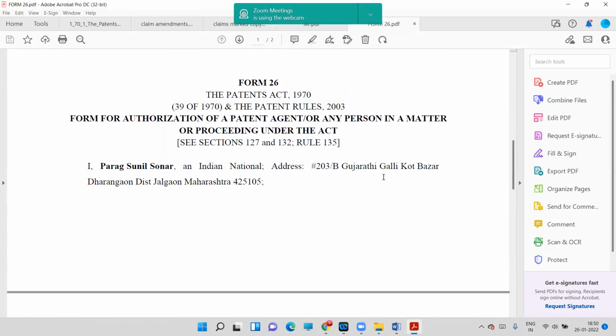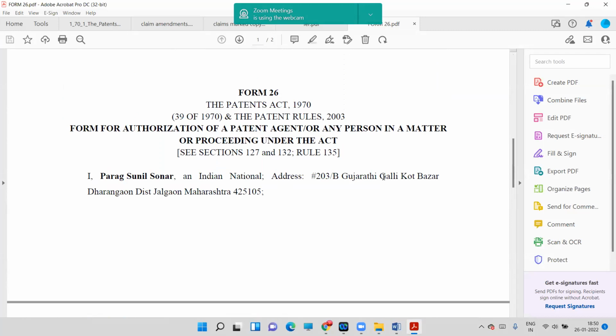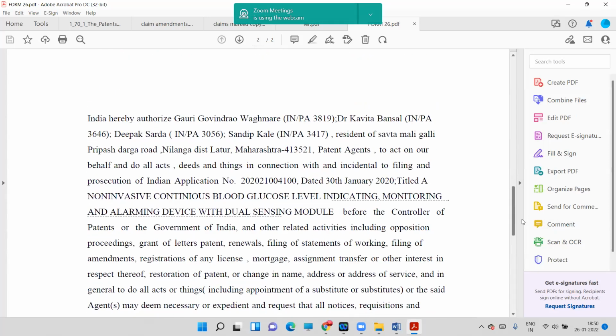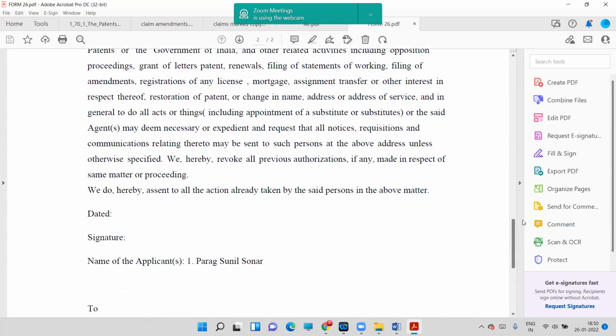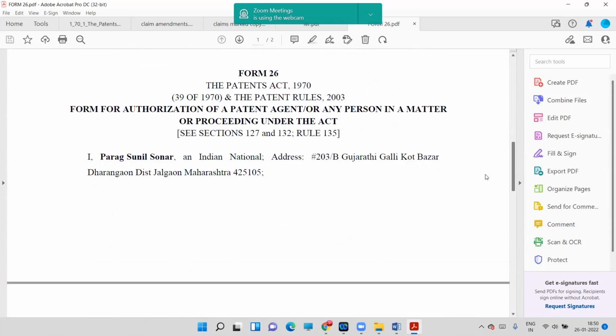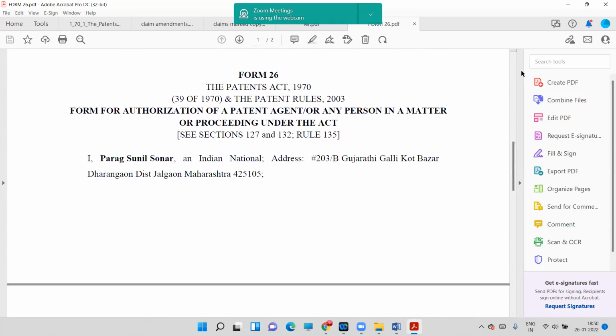So the power of attorney is nothing but you have to print this Form 26 on the bond paper. Okay, so this is Form 26. The applicant authorizes you as an agent or the attorney for the prosecution. So it is in this way. Here we fill in everything, and after that we get the signed power of attorney, and then we submit the scanned copy.